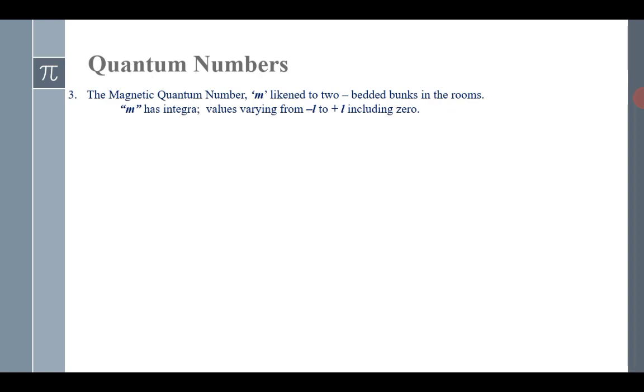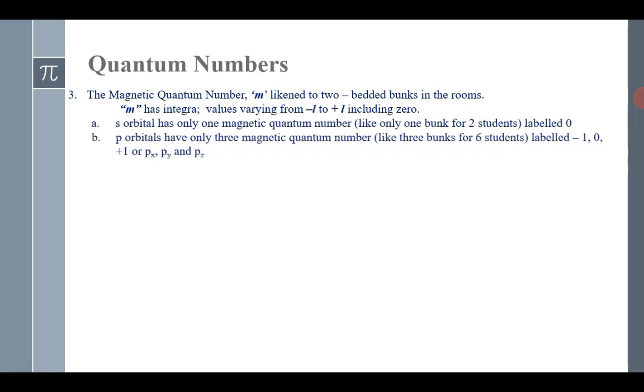So in each of the rooms, if it is a room that has s orbital that can take a maximum of 2 students, you remember you have only one bunk. So there is only one magnetic quantum number. And because it's only one, we start with 0.